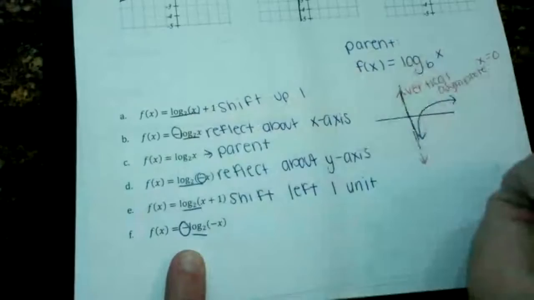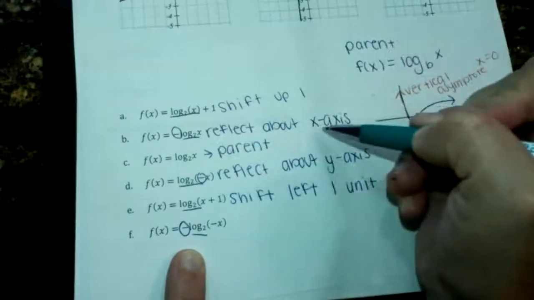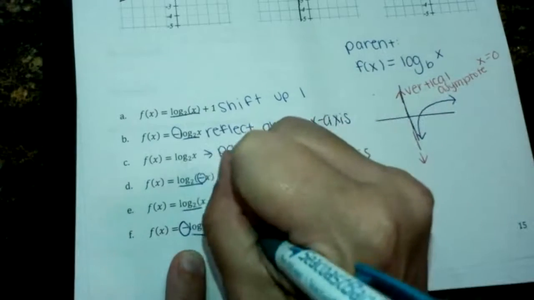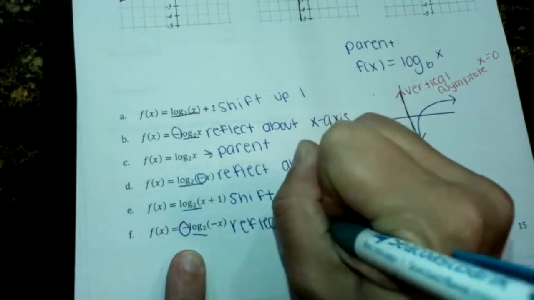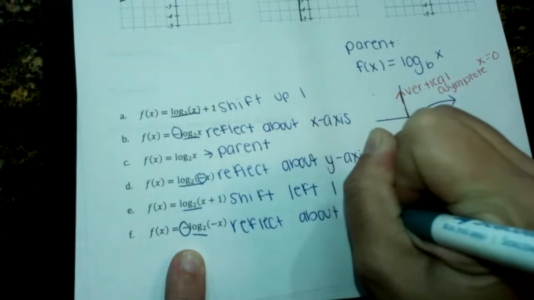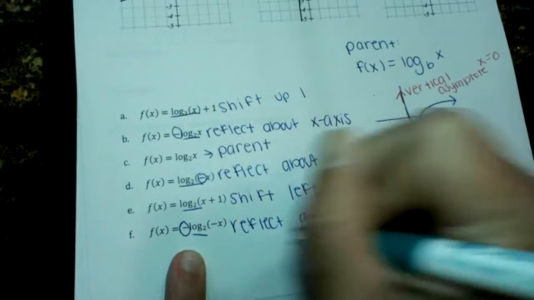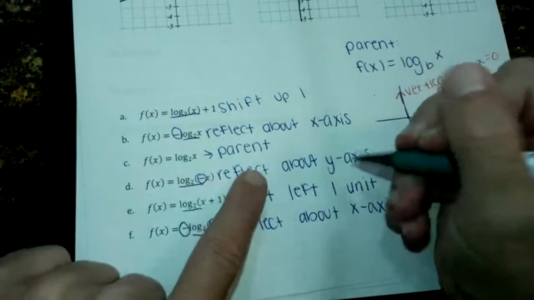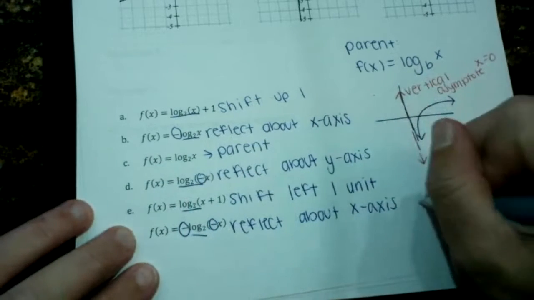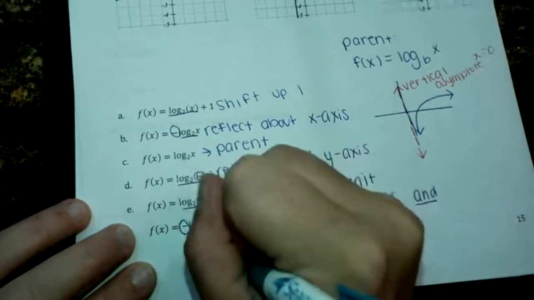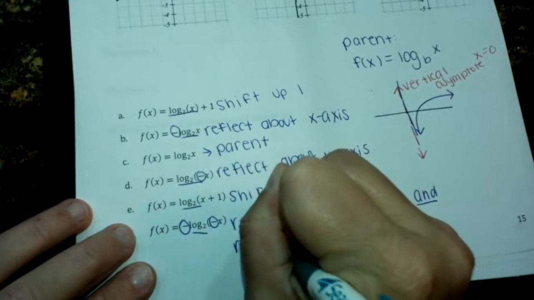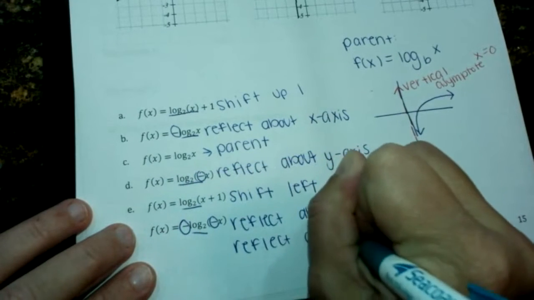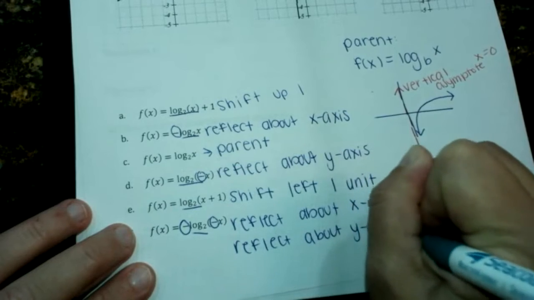So here I have a negative out front. Just like we said up here, negative out front is going to reflect about the x-axis. And we have the negative inside, which is going to be a reflection about the y-axis. So we're going to reflect about our y-axis. So both.